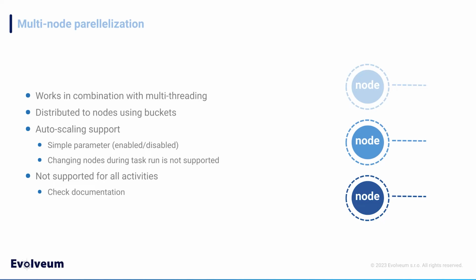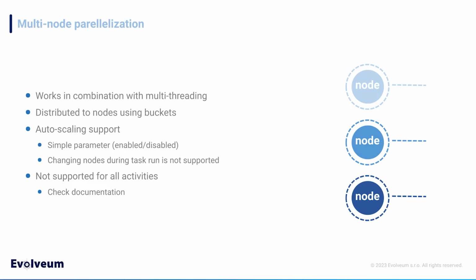Also, what you can do is enable auto-scaling. This is really simple. It's basically a simple parameter just to enable or disable this. And when auto-scaling is enabled, the load will be automatically distributed to all available nodes. So if you just add more nodes, the next execution of the task will be distributed across multiple nodes.